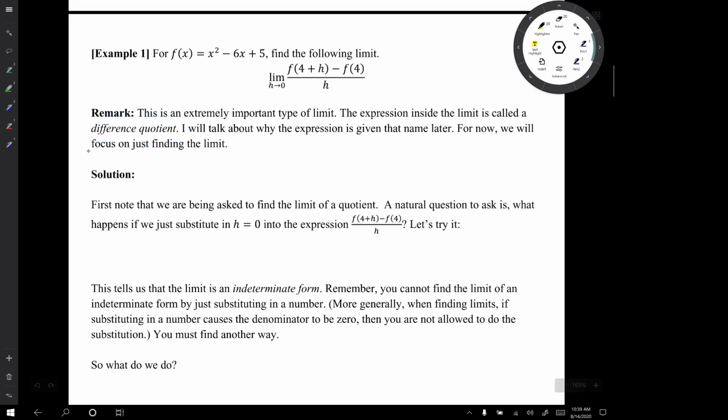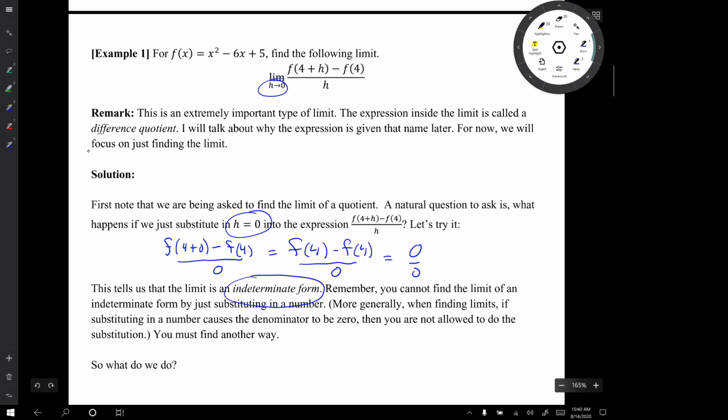Now, first note that we're being asked to find the limit of a quotient. So a natural question to ask is, what happens if we just try substituting in the value h equals 0? What happens if we do that? Well, let's try it. So you can see that we get 0 over 0. So that tells us that the limit is what's called an indeterminate form.